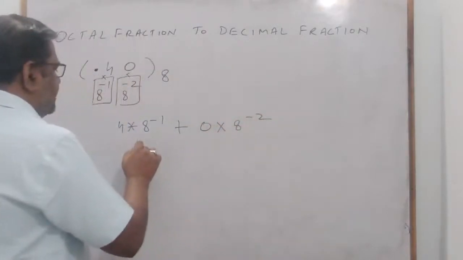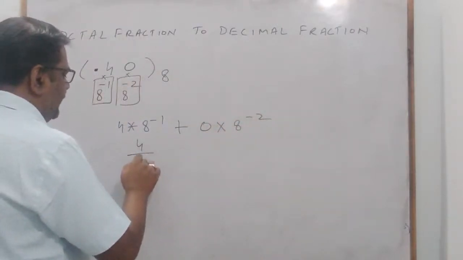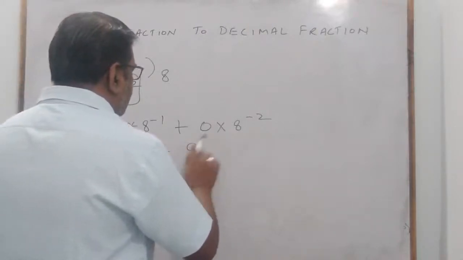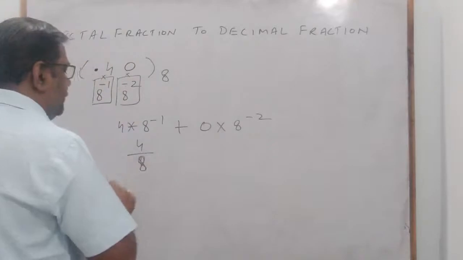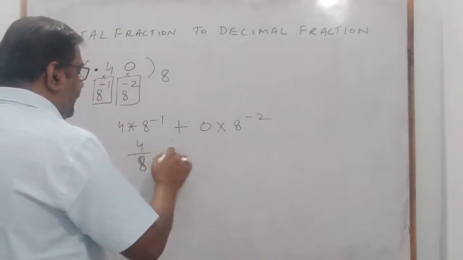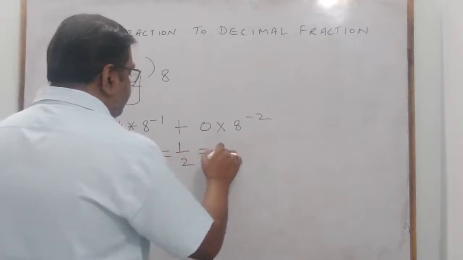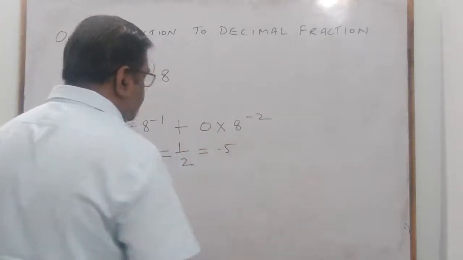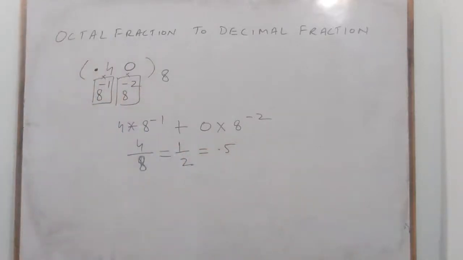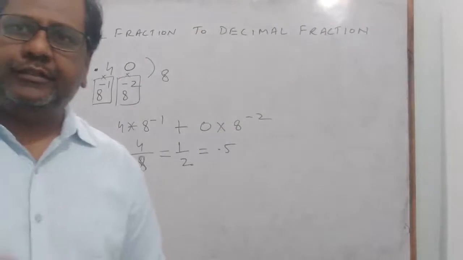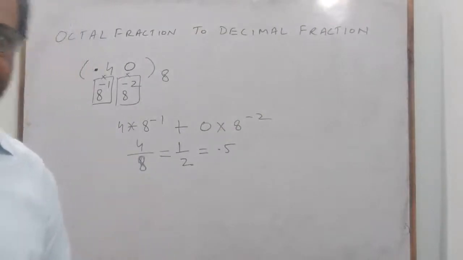That means it will become 4 upon 8, plus it will become 0. So this is not to be considered. When you are talking about 4 upon 8, it is equivalent to what? 1 by 2. So what is the final result? 0.5 is your final result. That is 0.5 in the decimal fraction. Is the point clear now? Now let's move to the next one.